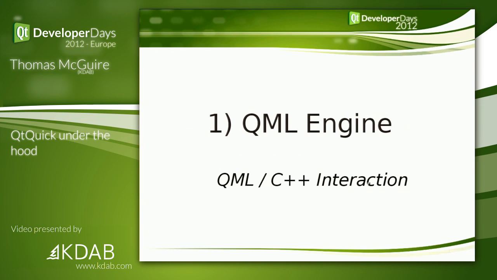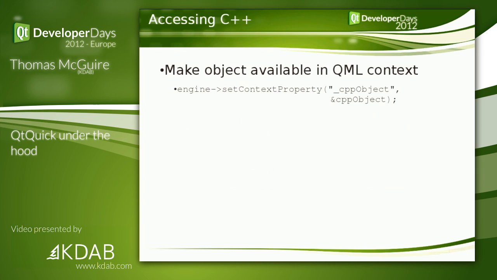Okay, so that was the QML engine. It parses the QML file, creates objects, and assigns properties. And then it's done. Everything else, like rendering, is then done by someone else, like QtQuick view. Now I'll talk a bit about how the two different worlds, QML and C++, interact.